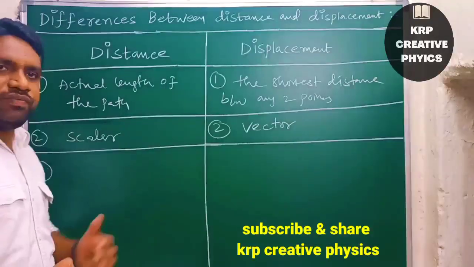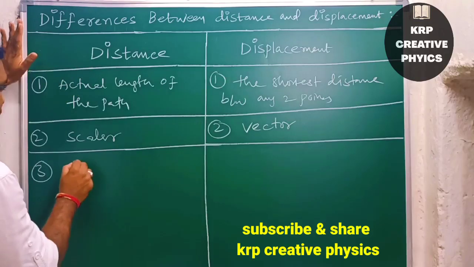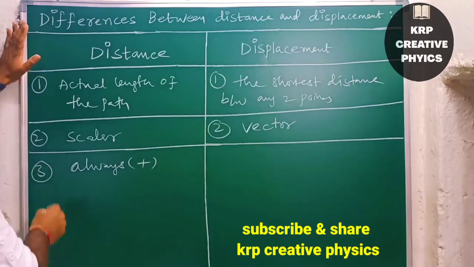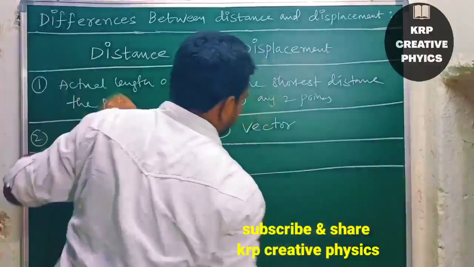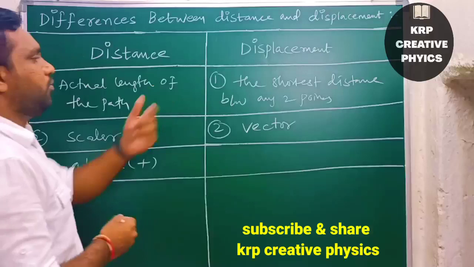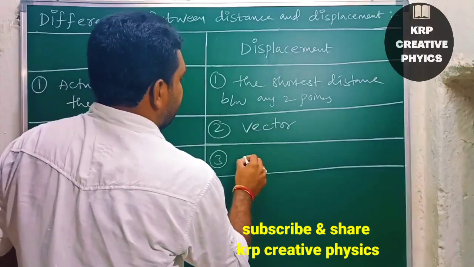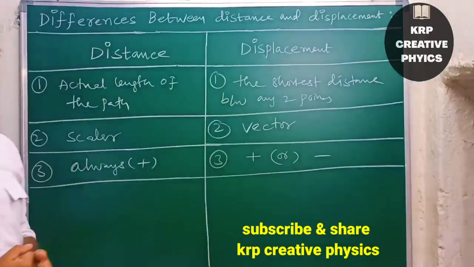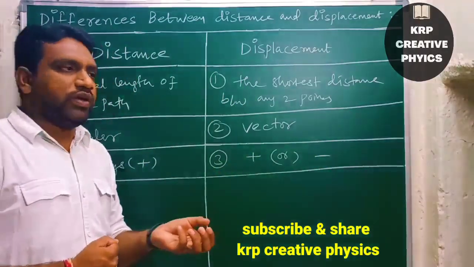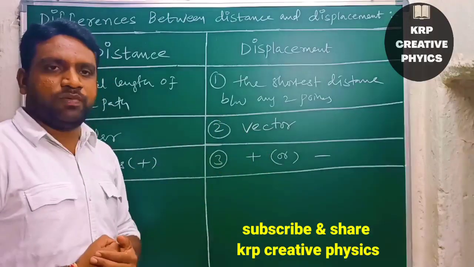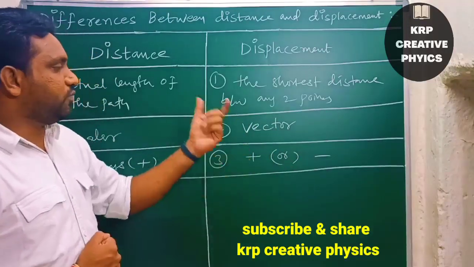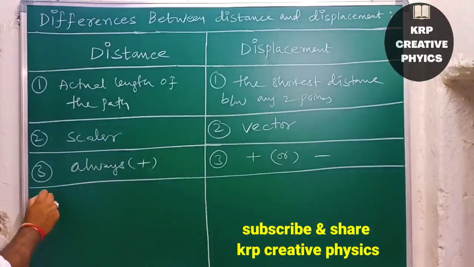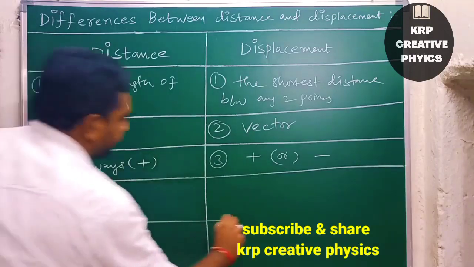And the next difference here, distance is always positive. It does not become a negative value. And what about displacement? Displacement may become positive or negative. Why? Because it is dependent on direction. If an object is moving opposite to its reference point, it becomes negative. That's why displacement may be a positive or negative quantity. Next, let's see the fourth difference here.